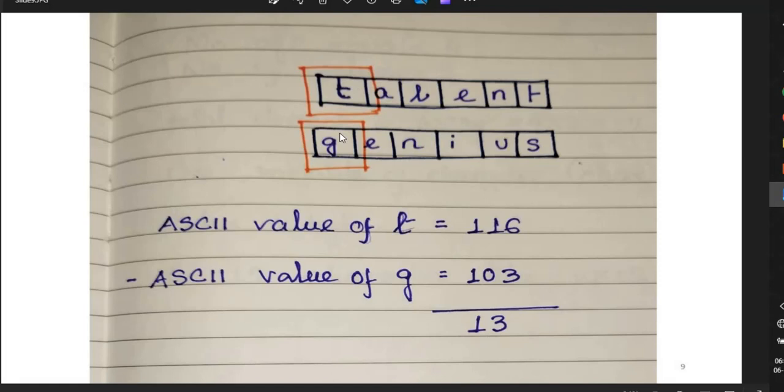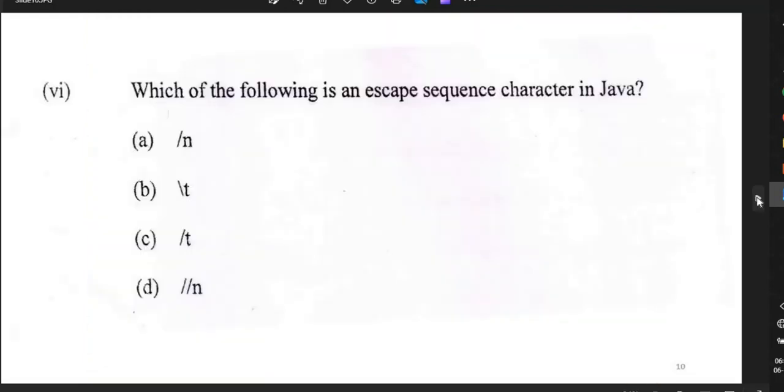The ASCII value of small t is 116 and the ASCII value of small g is 103. So the difference of both ASCII values is 116 minus 103, which is 13. This is the right answer, choice D. So we discard choices A, B and C. Next question.